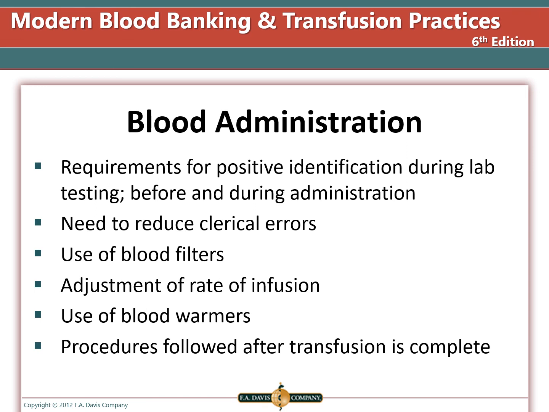Blood administration requires positive identification during lab testing as well as before and during administration. There must be procedures and training in place designed to reduce clerical errors. A filter is required in a blood transfusion set to prevent microclots from getting into the patient. The rate of transfusion may be fast if there is a major catastrophic event such as a car crash, but if a patient has normal volume, the rate must be slower to prevent fluid overload and cardiac injury. Blood warmers can be used so that the cold does not shock the patient's system.